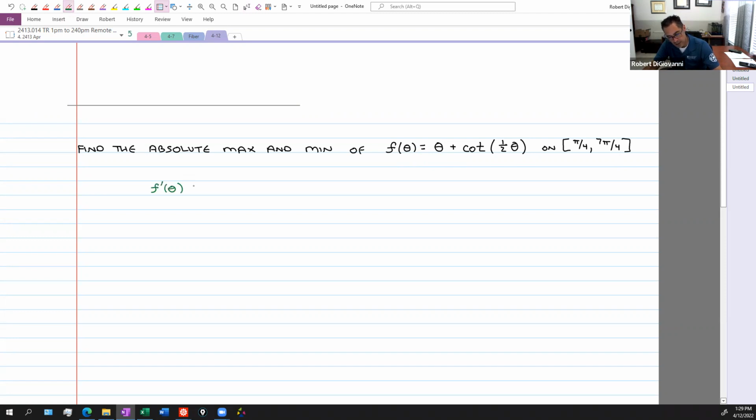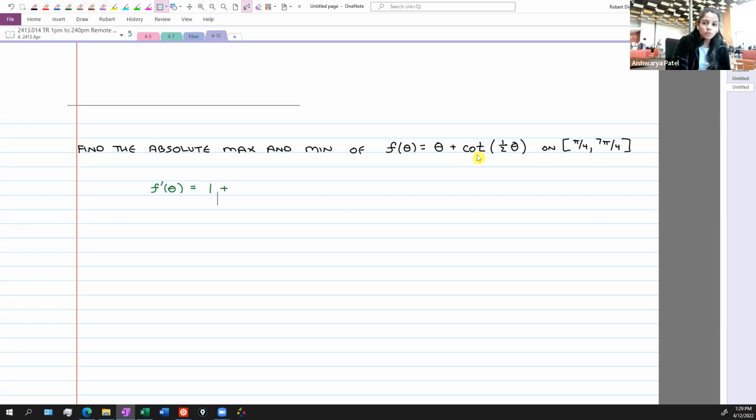f prime of theta is going to be, well, derivative of theta is 1. Derivative of cotangent theta. Okay, so maybe you don't know that off the top of your head, but it's in your formula sheets, right? And also this is going to be chain rule, because look what's inside. 1/2 theta. We'll have to take the derivative of that in chain rule, but first we have to take the derivative of cotangent. The derivative of cotangent of something is 1 over tangent, so 1 over secant squared.